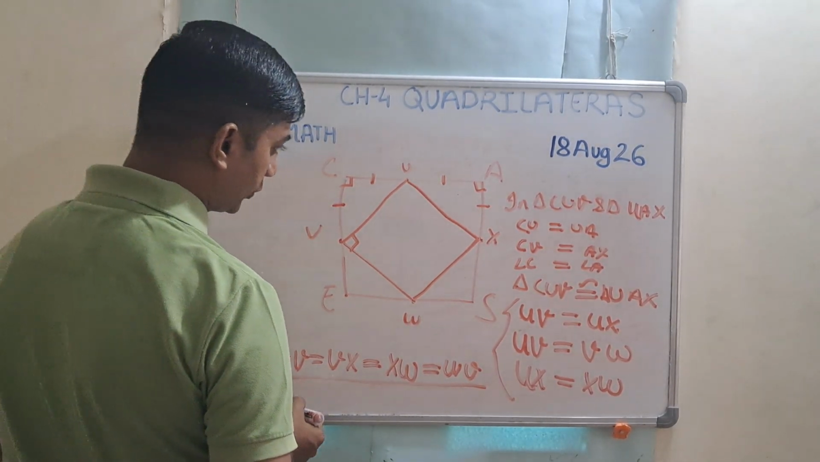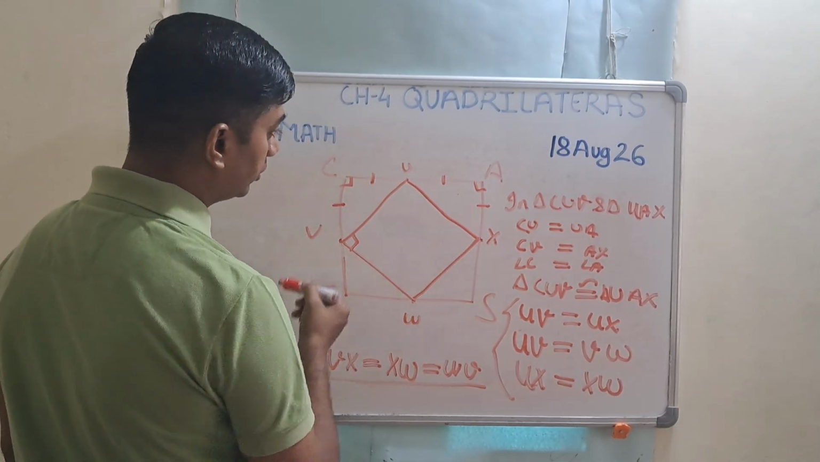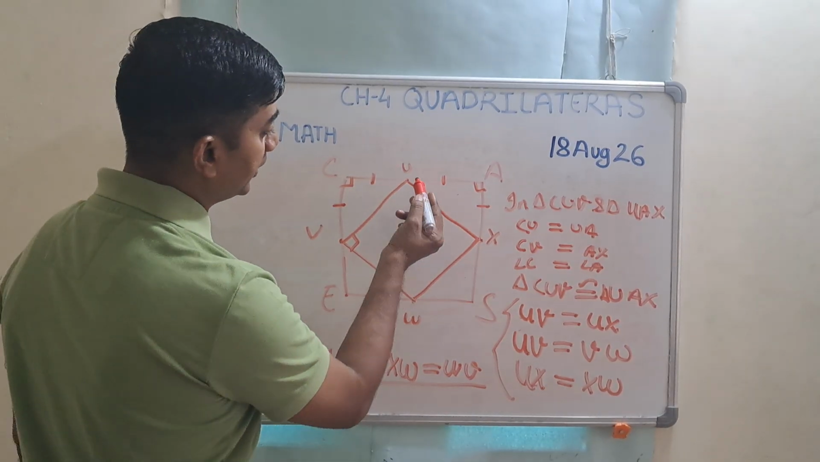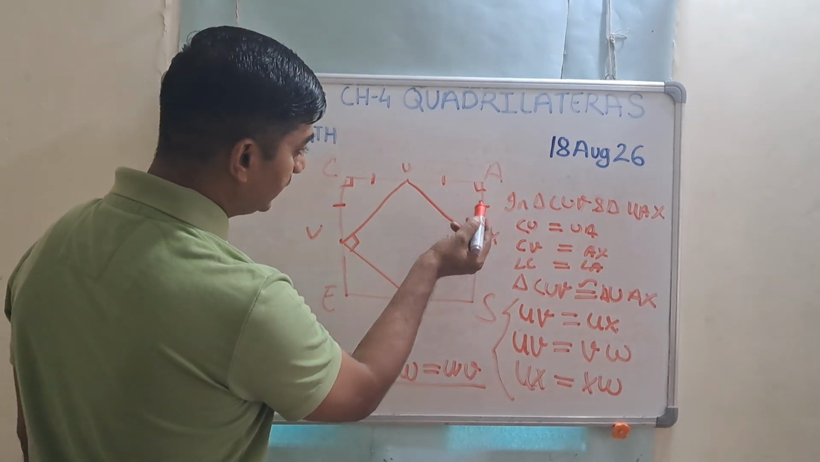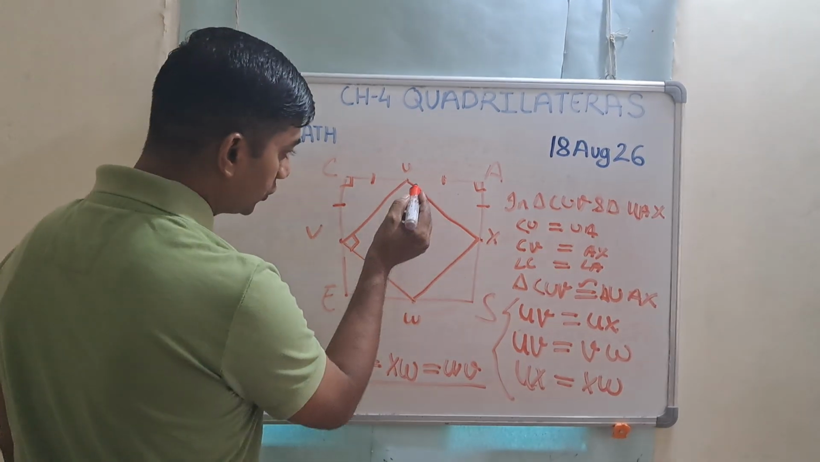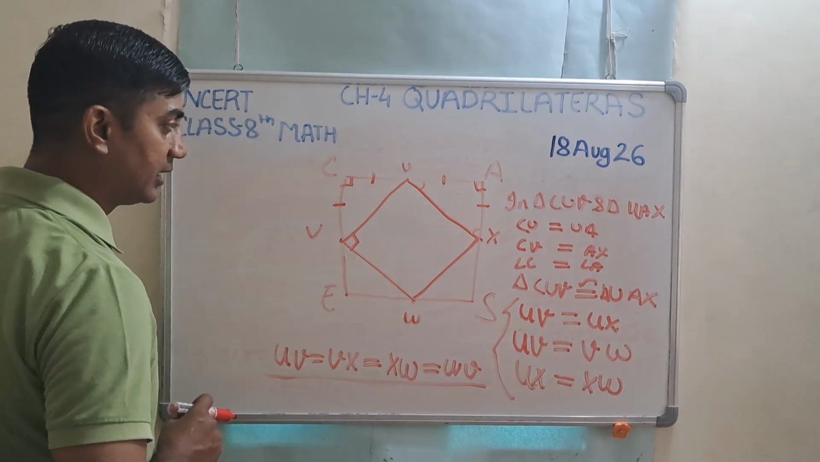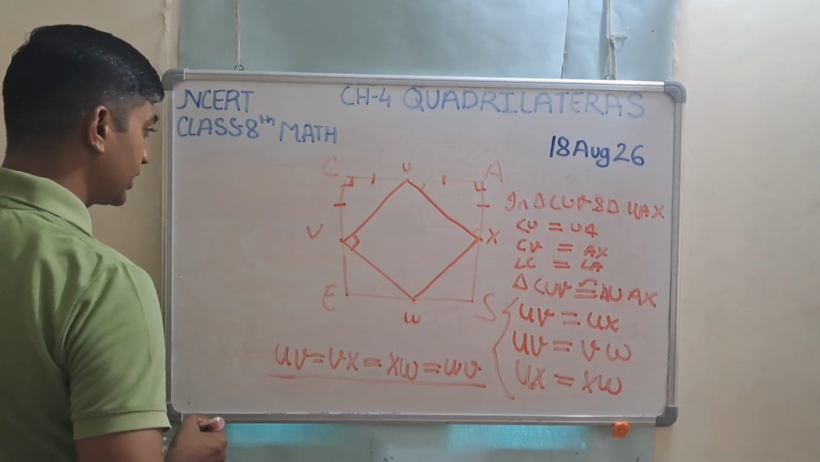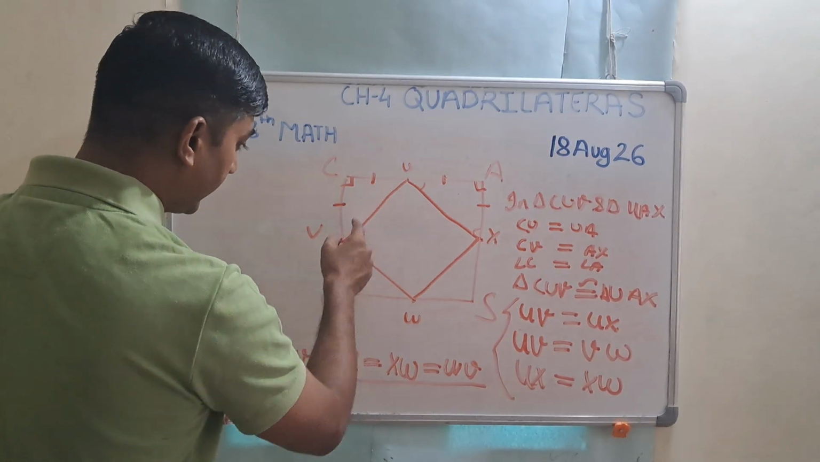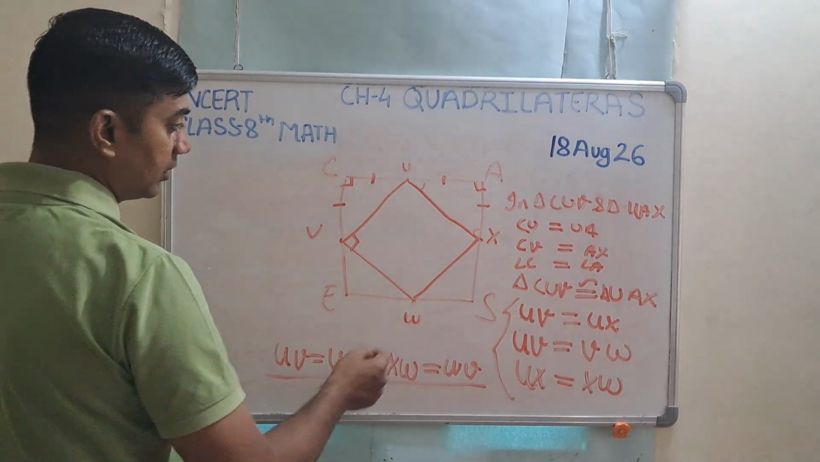See, by corresponding parts of congruent triangles in these two, we can say that in this triangle these two sides are equal and this angle is 90 degrees. So this angle is also equal to this angle and both sum to 90 degrees. Understood? Both sum to 90 degrees. So each angle is 45 degrees. In the same way, you will find that all the angles are 45 degrees.